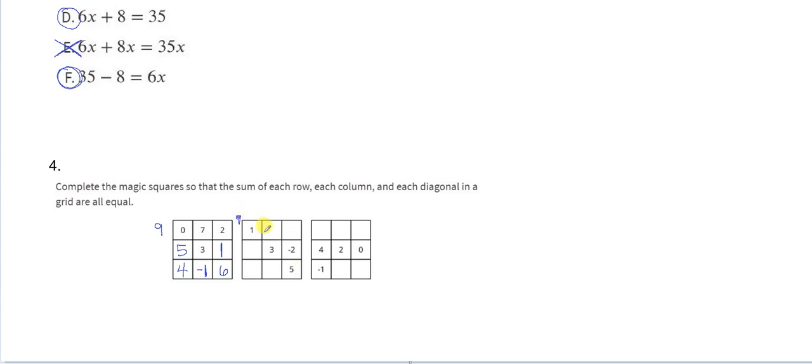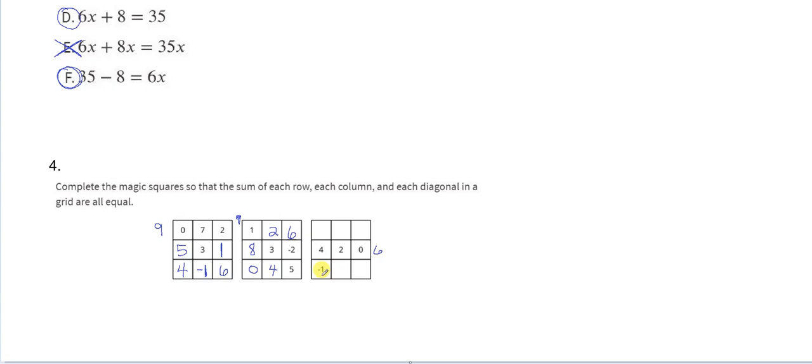So 9 is our sum. And 3 plus negative 2 is 1, so that makes this 8. 1 plus 8 is 9, so this needs to be nothing, which makes this need to be 4 because 5 plus 4 and 0 is 9 as a sum. 3 plus 4 is 7, which makes this 2. And 1 plus 2 is 3, which means this needs to be 6. And it all works out. 4 plus 2 is 6, so this magic square has a sum of 6 as its total.